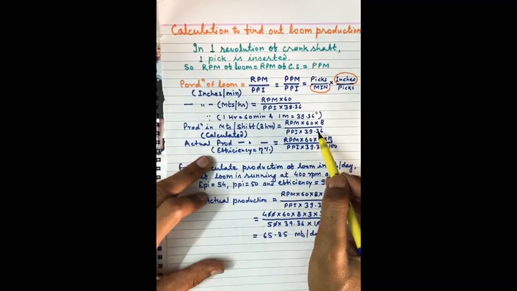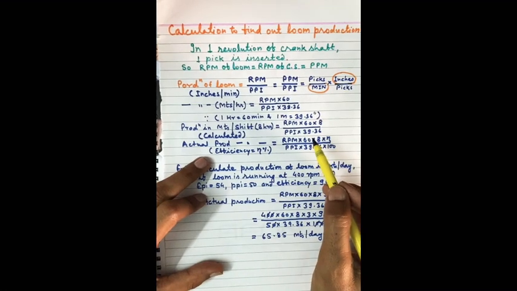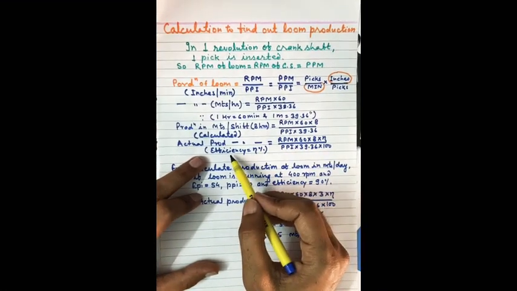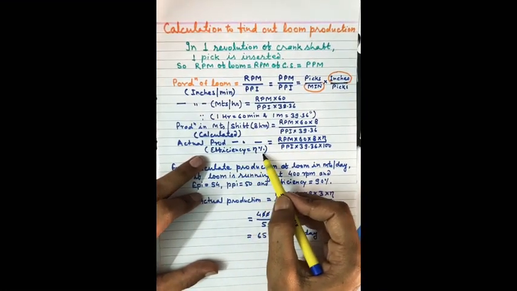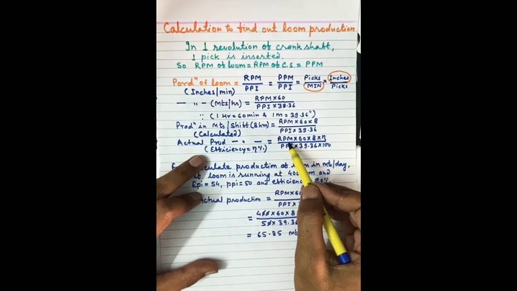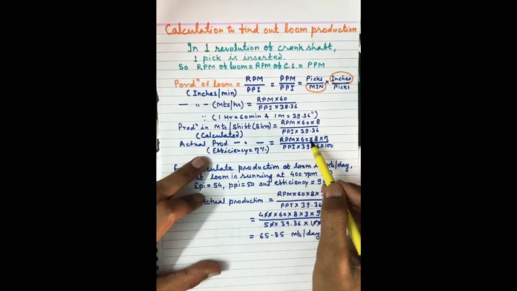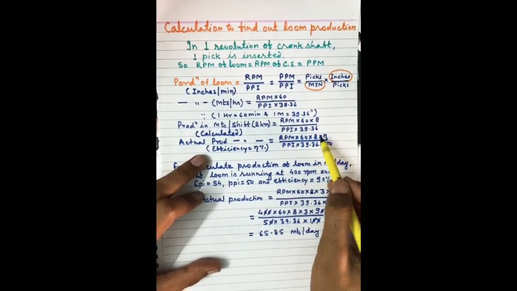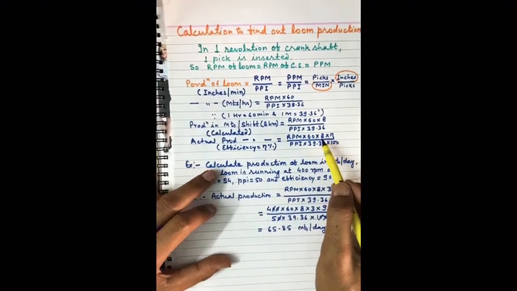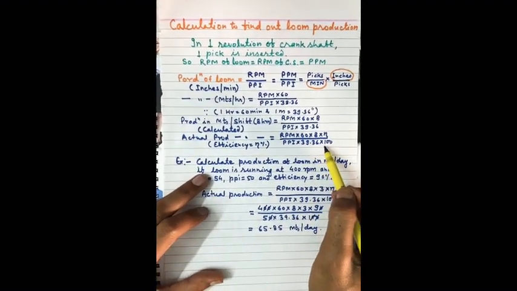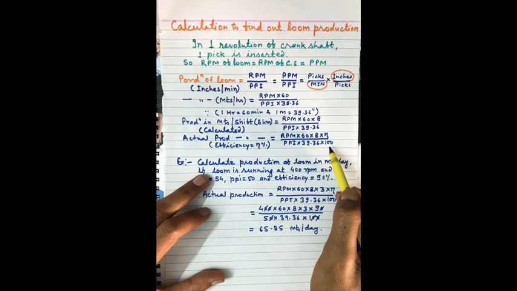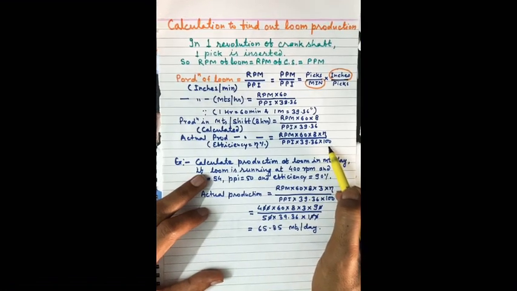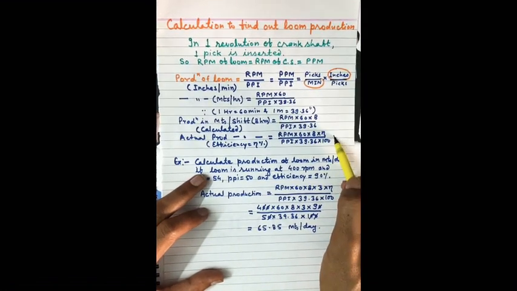But generally the loom has a particular efficiency, it is running at a particular efficiency. So if we consider efficiency, which is indicated by eta, then we will include this in the formula. So the formula will become rpm into 60 into 8 upon ppi into 39.36 into eta upon 100. So we will get the actual production of the loom in meters per shift of 8 hours. In this way we can calculate the actual production of the loom by using this formula.